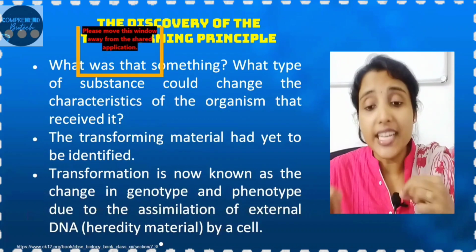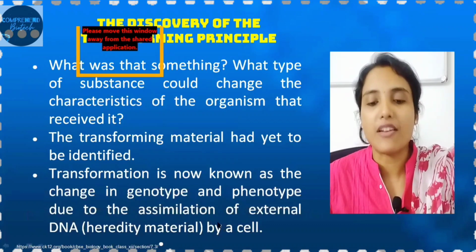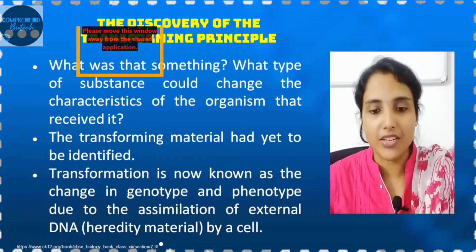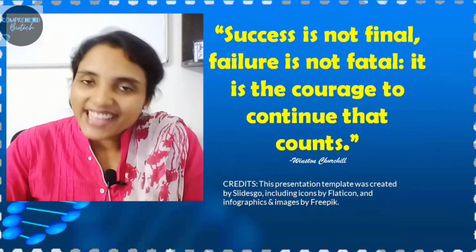Now, transformation today is known as a change in genotype and phenotype due to the assimilation of external DNA or hereditary material by a cell. Now, what was the genetic material? We will try to answer that in the coming videos where we discuss the experiment by Avery, MacLeod and McCarty, and then later on by Hershey and Chase. So with that, I will end.